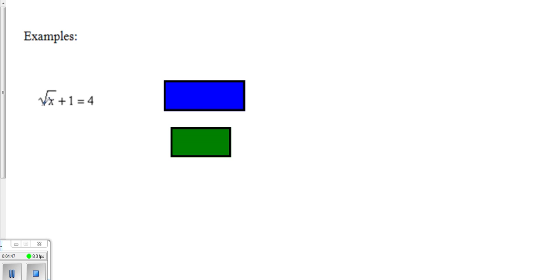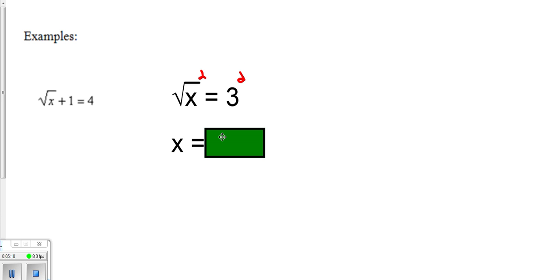So for example, we've got the square root of x plus 1 equals 4. We need to get this square root piece all alone, so we'll minus 1 from both sides to get that the square root of x equals 3. Now, how do we get rid of a square root? We square it. So we'll square both sides here.